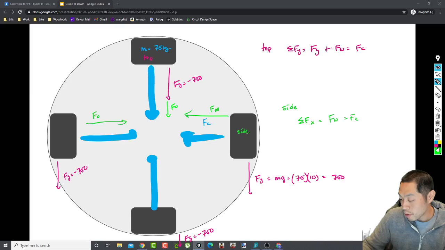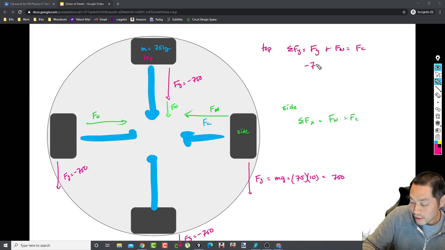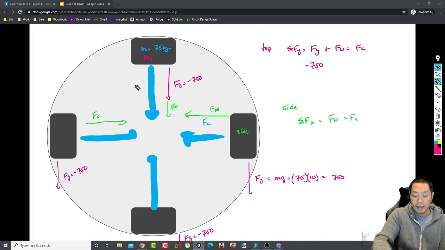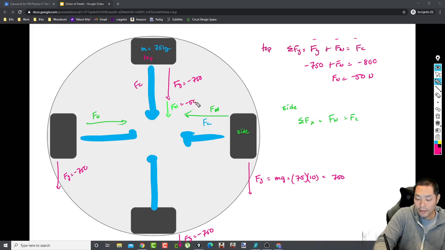In our previous problem, we made FC equal to 800, so we kind of just have a visual of what's going on here. So if we do that, this is 750. Before I move on, FC here is down, FG is down, FN is down. So they're all the same signs. They're either all negative or all positive. It doesn't really matter. FC is negative 800. That's what we did the other day. So FN is negative 50. So here, FN works with FG to create FC.